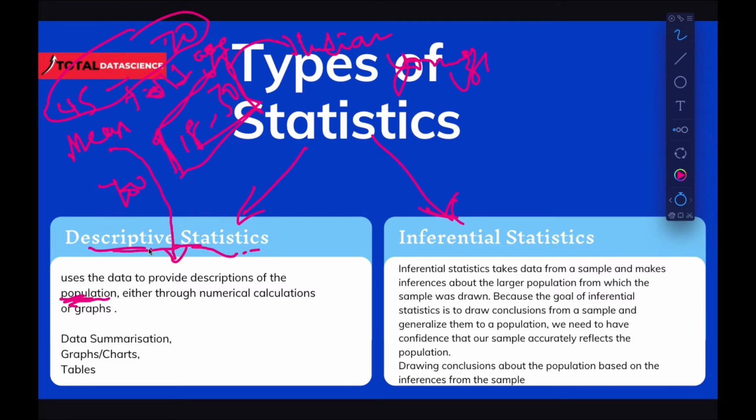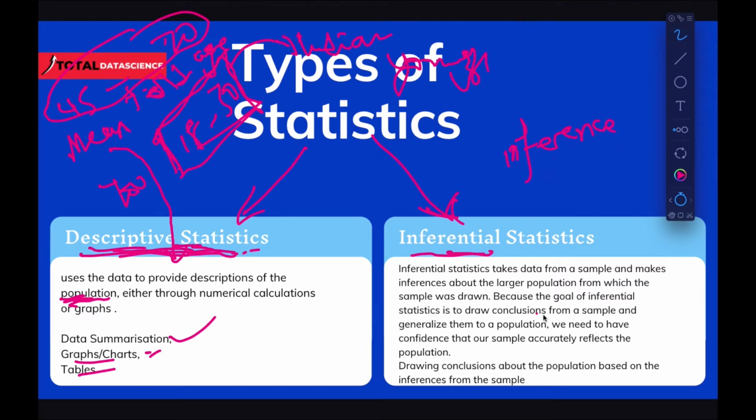So that becomes descriptive statistics, and there are several ways to actually do this. We're going to see a lot of them using graphs and tables and charts as we proceed in this course. If we talk about inferential statistics, as the name suggests, we are inferring, we are getting some information.